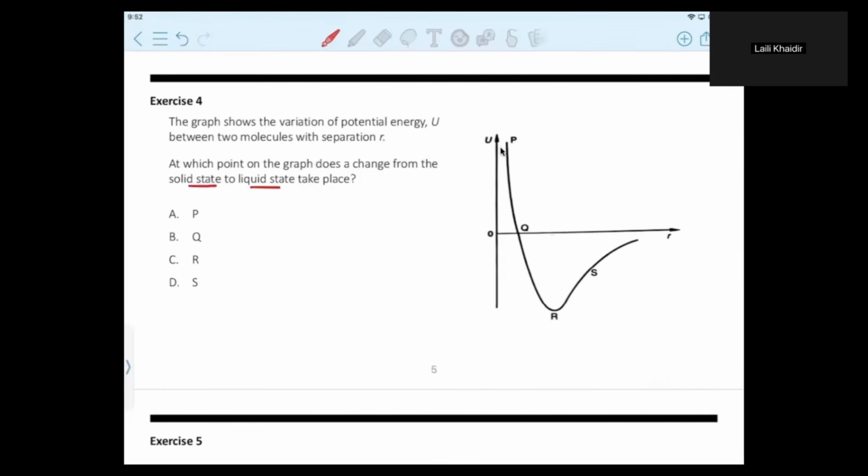So where is it? This is the point when the bond starts to break. This is considered the maximum attractive force that the molecules could withstand. Beyond that, they will break, meaning that the state will change from solid to liquid. So this is the inflection point. So the answer for this is D.